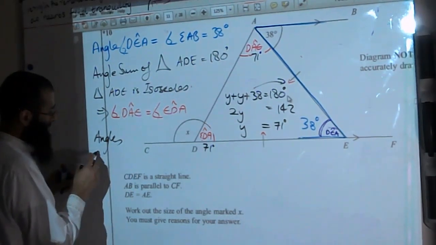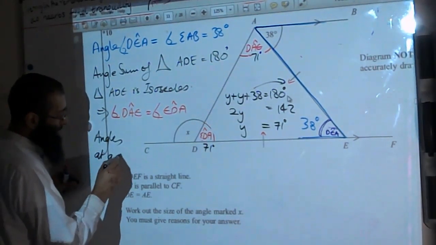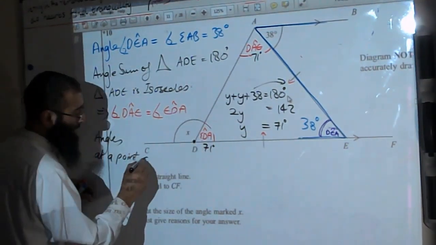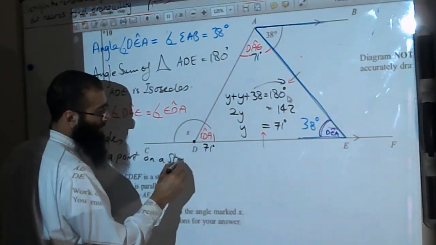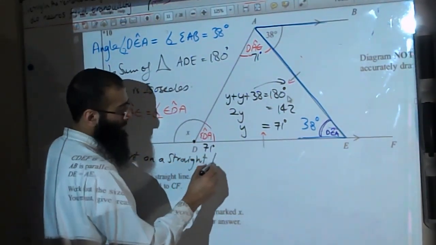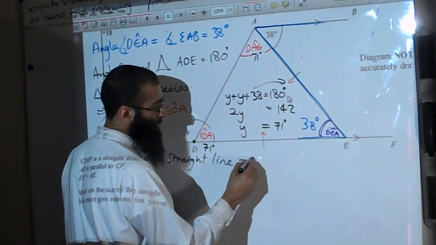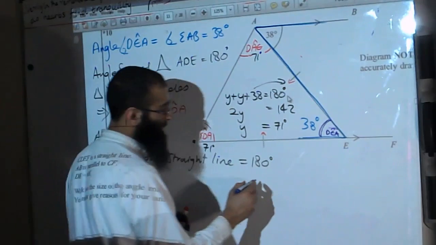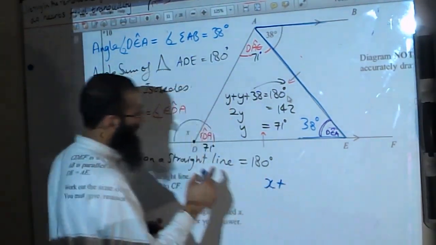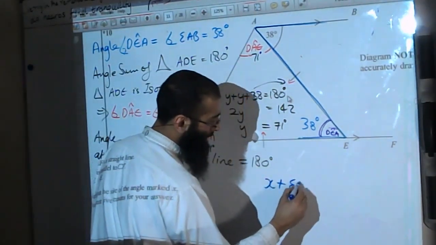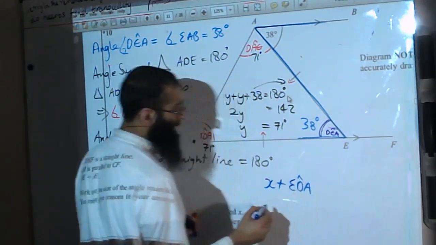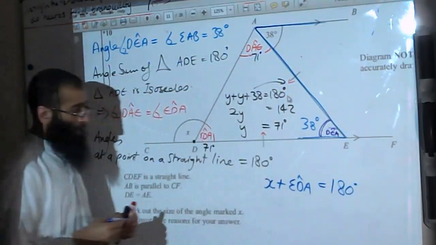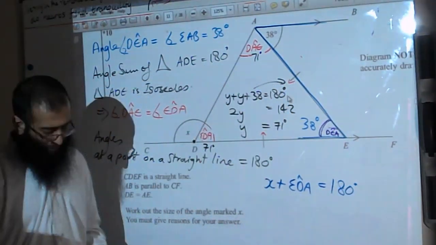So angles at a point. See this point here. Angles at a point on a straight line equals 180. So now we can make a statement that x add EDA, angle EDA is equal to 180. Now, I've written that statement down.